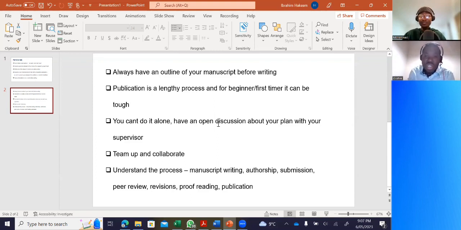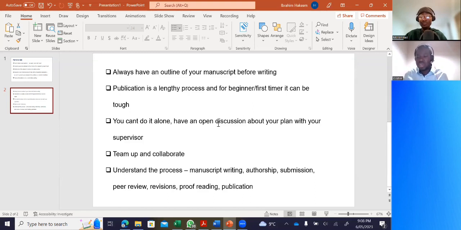Importantly, publication is a lengthy process, and for the beginner or first-timer, it can be tough. If you understand how it works, just imagine someone came to you and said, okay, I have a manuscript I submitted. I'm making a claim that this particular method works. The first thing I'm going to check is, what's your track record? Have these guys done something similar before? And I put your name out there, I couldn't find anything about you. So I'm going to have a doubt about this work, right? That's how it is very tough for first-time beginners.